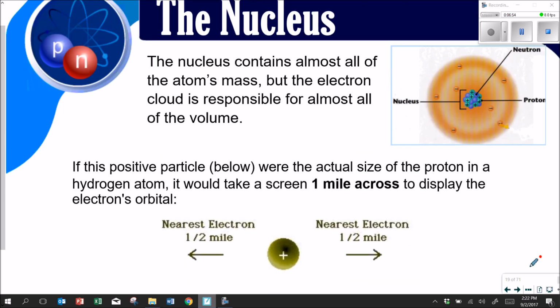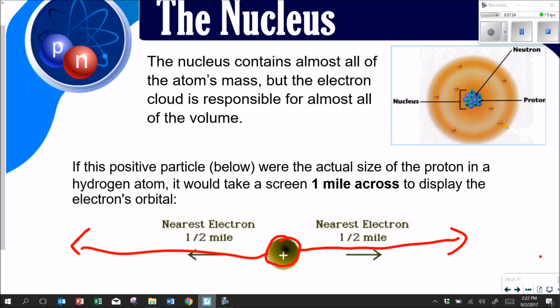Let's now compare the mass and volume of an atom. The nucleus, as we know, contains almost all of the mass of the atom, but the electron cloud is responsible for almost all of the volume. So if the positive particle below, over here, were the actual size of a proton in a hydrogen atom, it would take a screen about 1 mile across to display the electron cloud. So the electron cloud would go half a mile in this direction and half a mile in this direction. So about a mile in diameter to compare the sizes correctly.